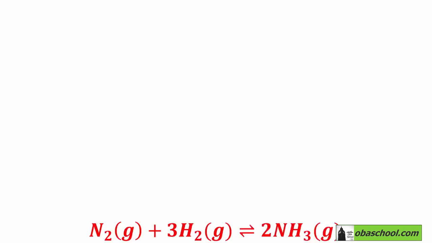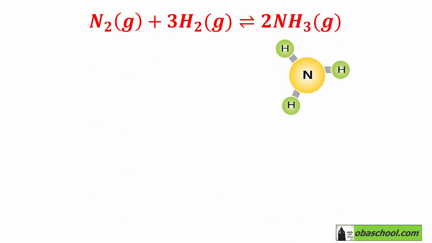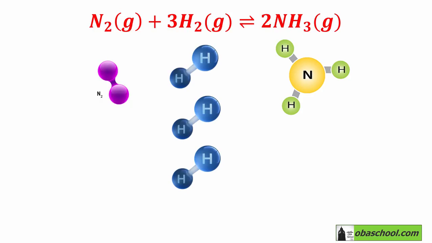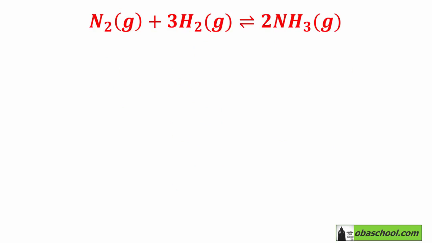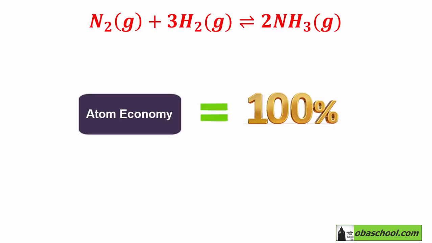This is the reaction for the production of ammonia, NH3. In this reaction, all the atoms in the reactants, so we have 2 nitrogen atoms and 6 hydrogen atoms, appear in the products. So on the product side, we have 2 nitrogen atoms and 6 hydrogen atoms. And this is an example of the ideal 100% atom economy.